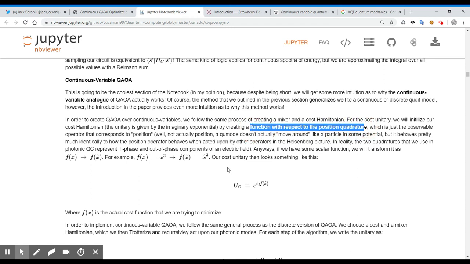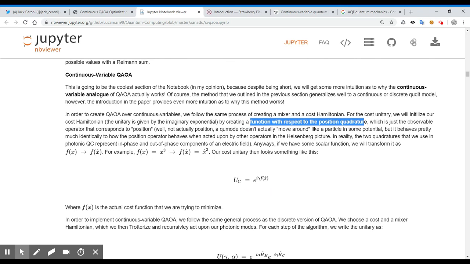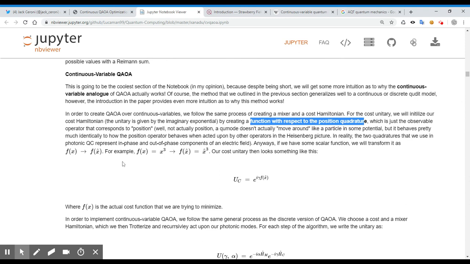Well, not actually position. A QMODE doesn't actually move around like a particle in some potential, but it behaves pretty much identically to how the position operator behaves when acted upon by operators of the same kind. In reality, the two quadratures that we use in photonic quantum computing represent in-phase and out-of-phase components of an electric field. Anyways, if we have some scalar function, we will transform it as this. Okay, for example.